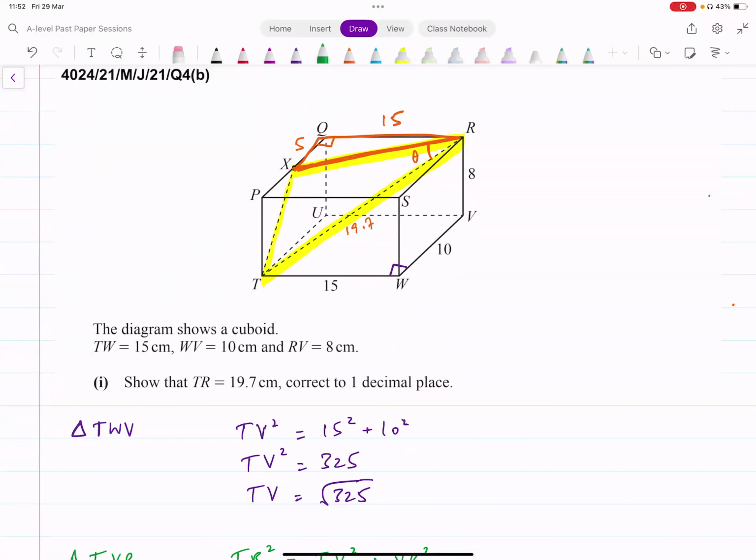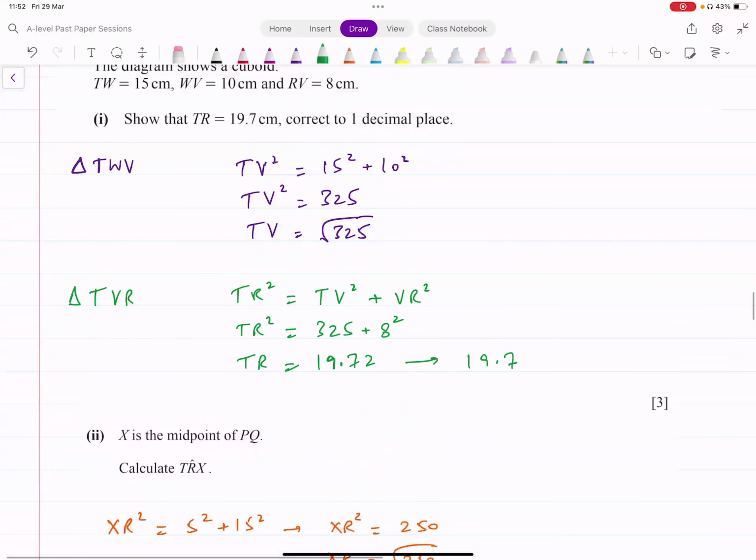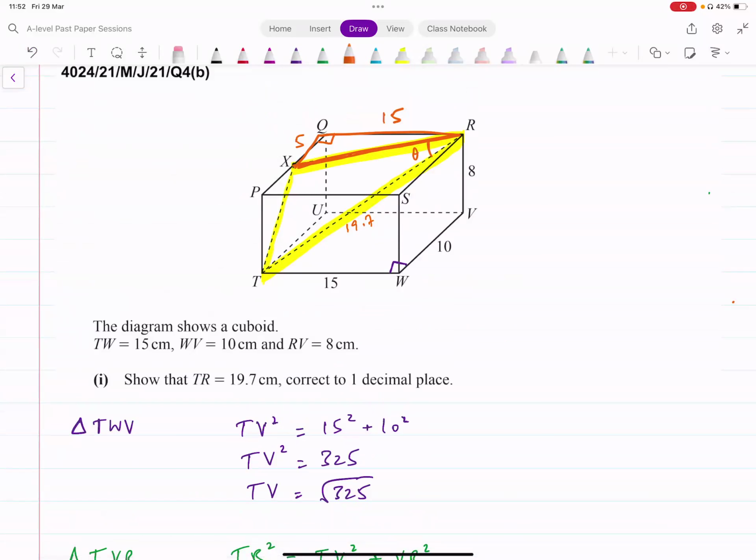We have 2 sides now. We know XR as well. XR is now square root of 250. So we know this length as well now. What about the third length here? How can we find that? TX. Now for TX, we can use this right angle triangle. This is also a right angle triangle, right? We have a right angle at point P.